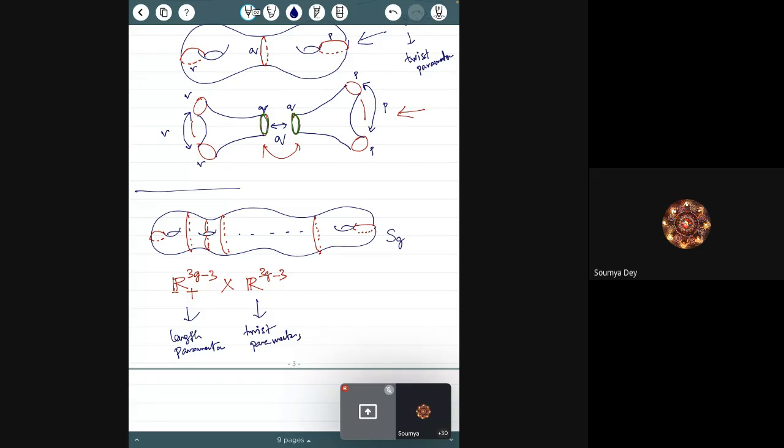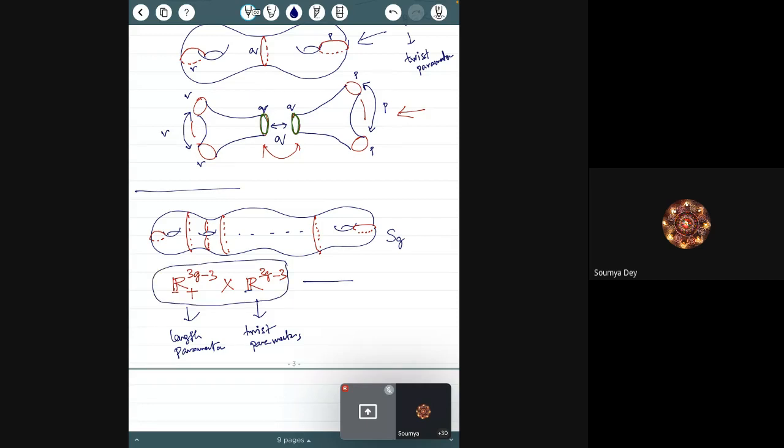Okay. And now it's an involved theorem that, you see, it already has a topology. It is not just a set. R has a topology, so R plus has a topology. So R plus to the 3g minus 3 has a topology, R to the 3g minus 3 has a topology, and you have a product topology. So the whole thing is a topological space.